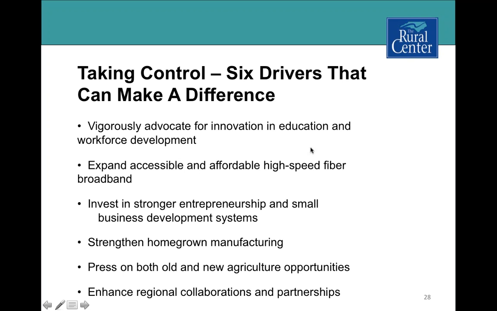And we're being very specific about noting fiber because fiber infrastructure is getting rolled out significantly in our urban areas. And if we don't do it in our rural communities, we're going to be at a competitive disadvantage. So this is an important infrastructure issue. Three, we have to invest in stronger entrepreneurship and small business development systems.